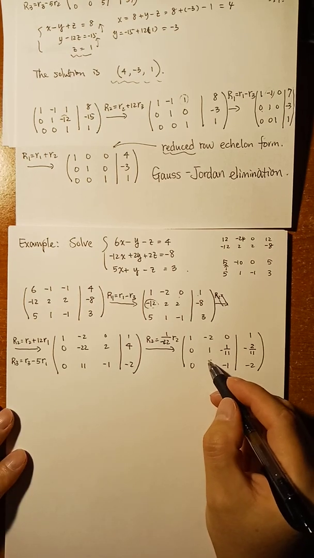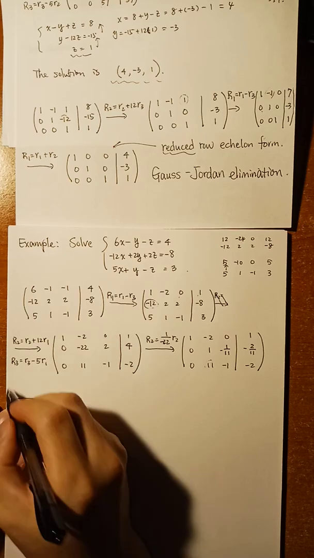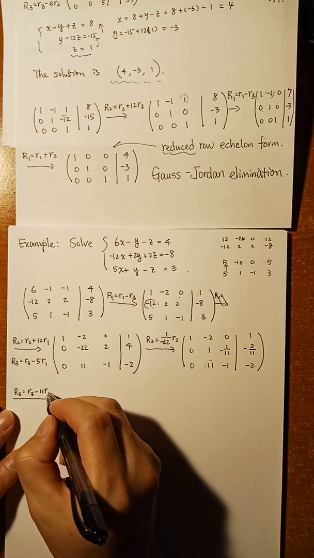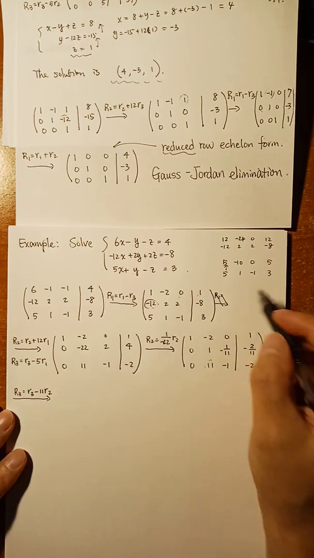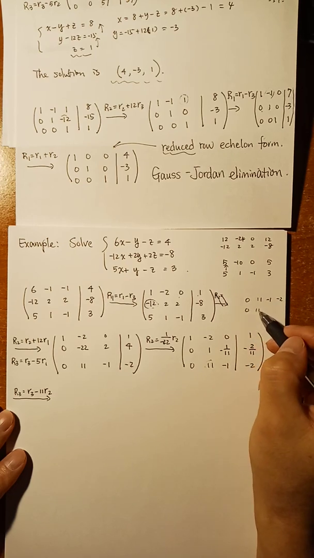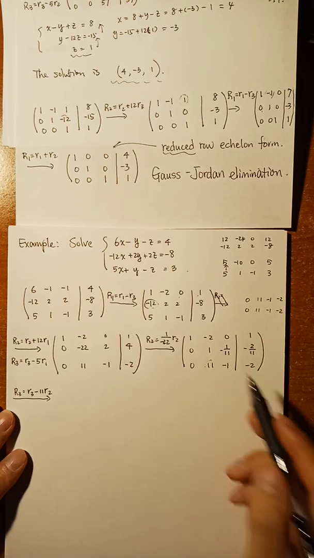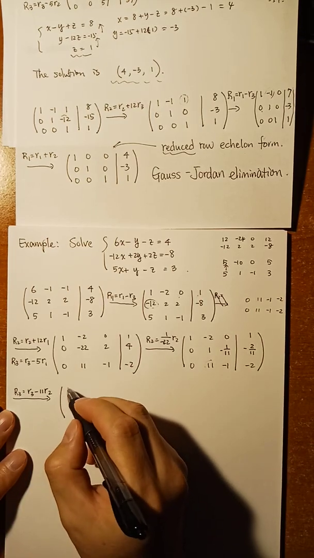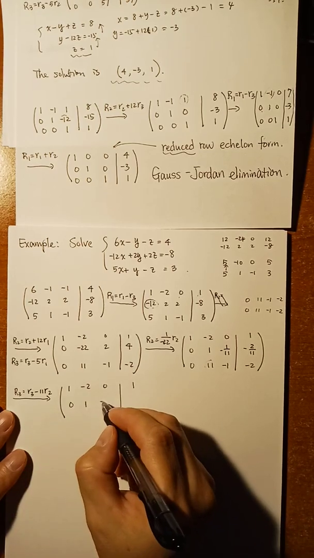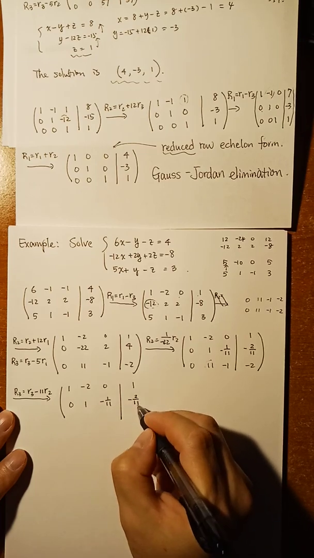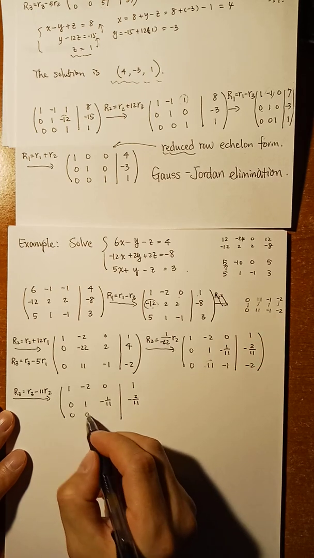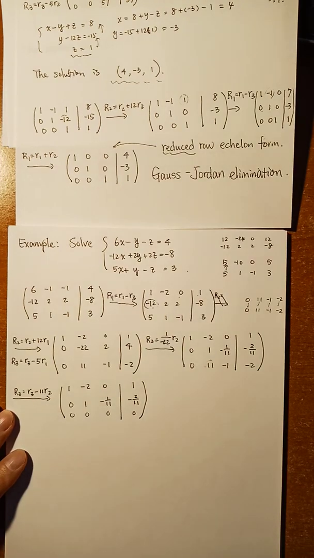And then I'm trying to make this 11 a 0. So we have new row 3 is original row 3 minus 11 times row 2. 11 times row 2 is 0, 11, negative 1, negative 2. Okay, so after subtraction, subtraction, subtraction, you will get a complete row of zeros.